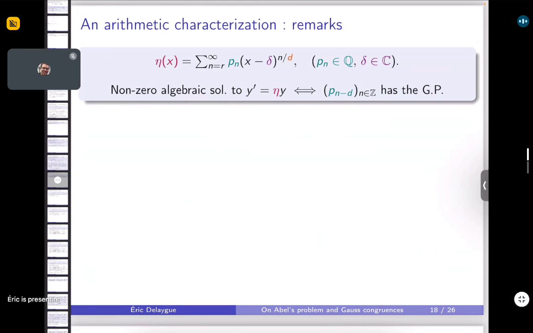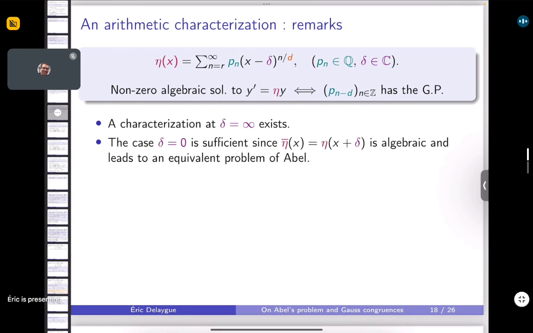Okay, so I will give some remarks, and first I rewrite the result in compact form. You have eta(x), which has the following expansion, where the p_n are in Q and delta is a complex number. We have the equivalence between a non-zero algebraic solution to the differential equation and the Gauss property G_p for the sequence. The first remark is that, as I said, you can formulate something at infinity, it's not a problem. And you can just focus on an expansion at 0, because you can always make the change of variable x plus delta, and you see that it's still algebraic. It leads to an equivalent Abel problem, so you can focus on delta equal to 0.